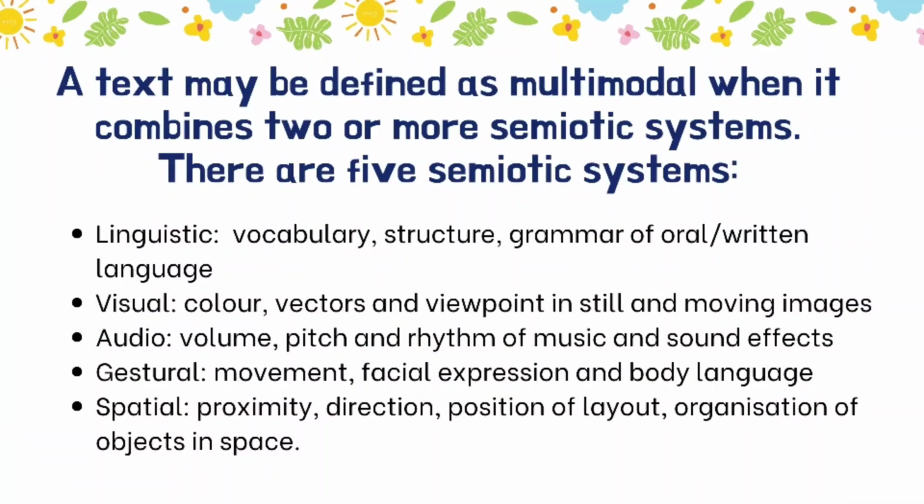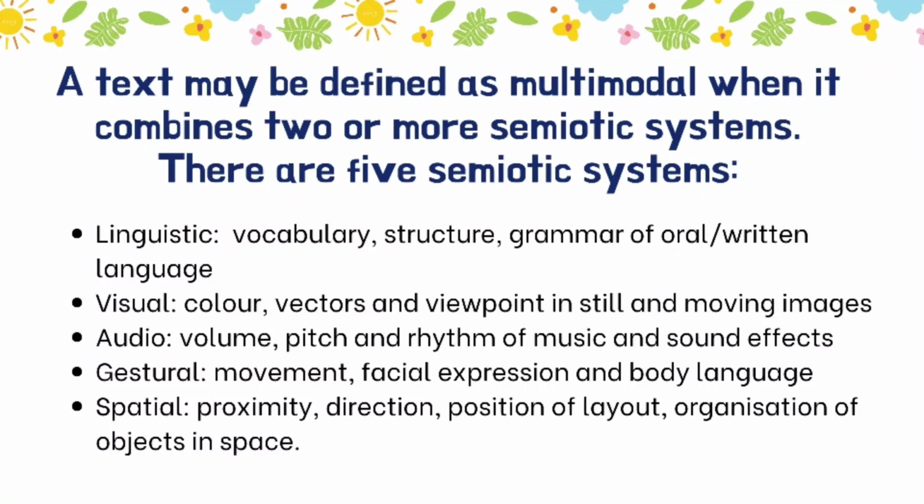A text may be defined as multimodal when it combines two or more semiotic systems. There are 5 semiotic systems. These are linguistic, visual, audio, gestural, and spatial.